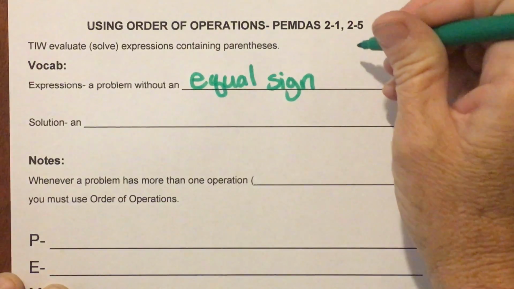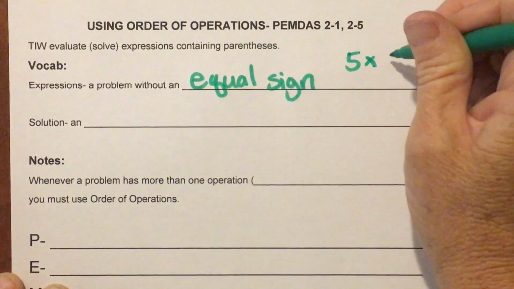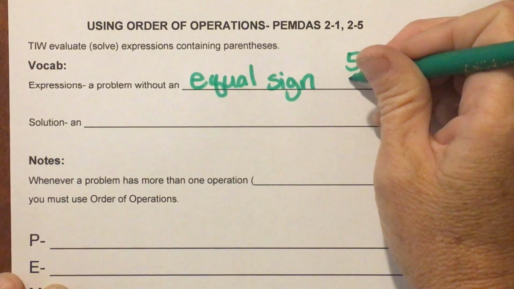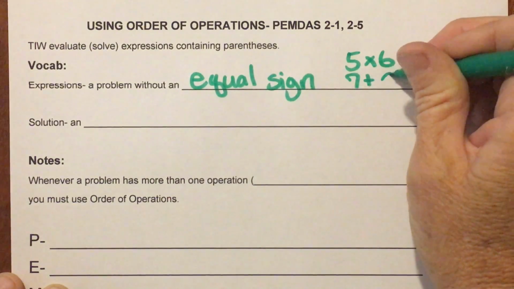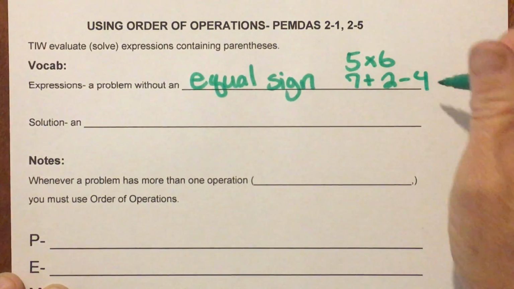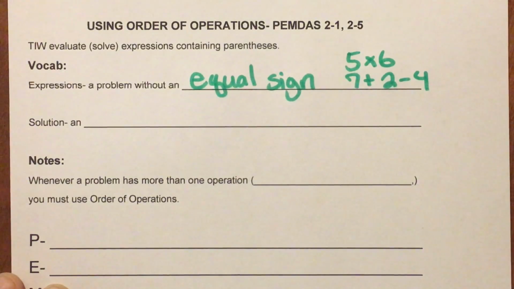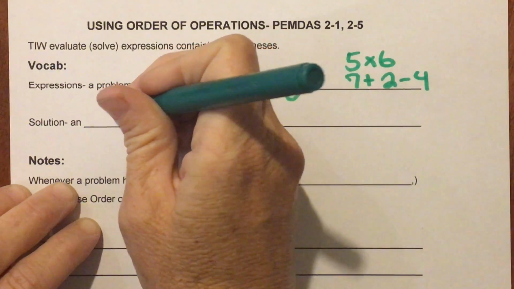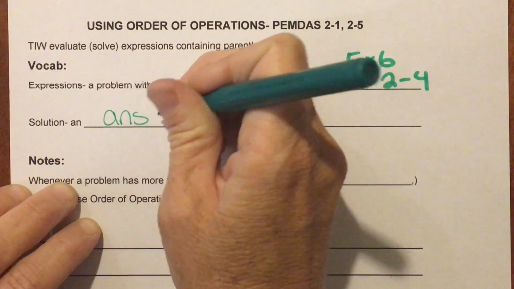So we could see something like 5 times 6. Or it could be a little more complicated, 7 plus 2 minus 4. So they're just problems, but they don't have the equal signs at the end. Our second vocab word is solution. A solution is just a synonym for an answer.